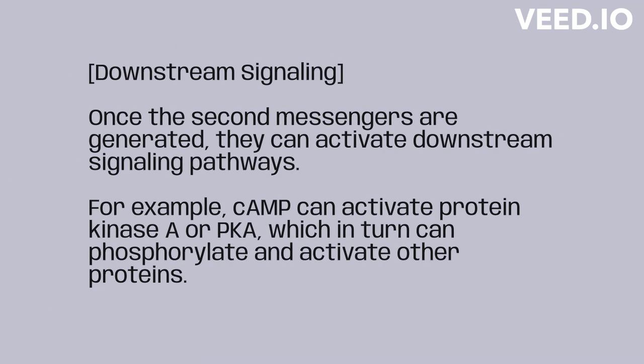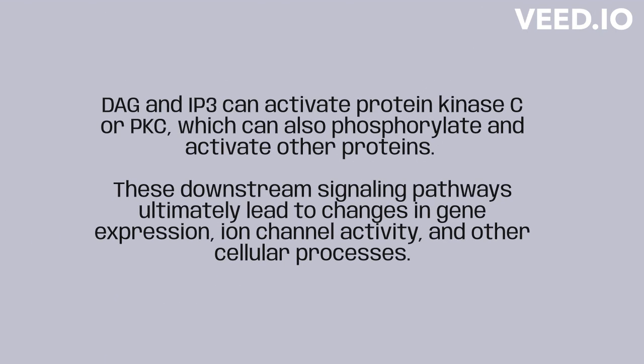Downstream signaling. Once the second messengers are generated, they can activate downstream signaling pathways. For example, cAMP can activate protein kinase A, or PKA, which in turn can phosphorylate and activate other proteins. DAG and IP3 can activate protein kinase C, or PKC, which can also phosphorylate and activate other proteins. These downstream signaling pathways ultimately lead to changes in gene expression, ion channel activity, and other cellular processes.